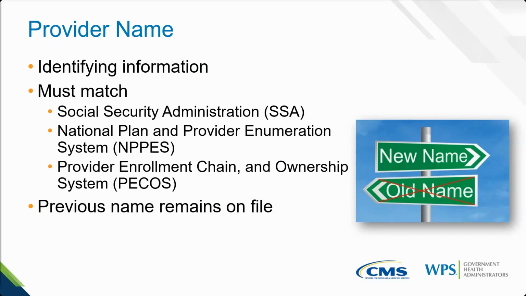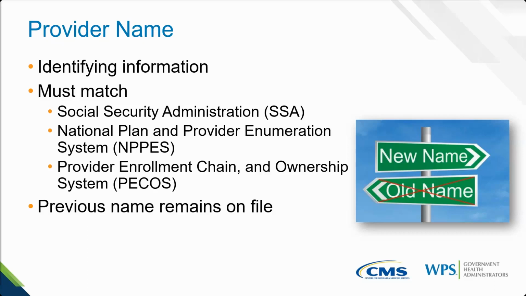If you're filling out a paper application, you should be listing the new name, but you should be listing the previous name as the other. All of that needs to stay on file because there's claim history with that. It's also very important that that new name has been changed with the Social Security Administration if you're going to change it on your enrollment record.